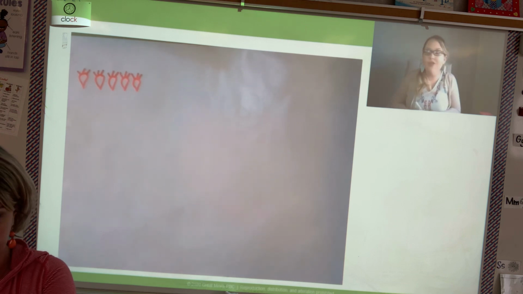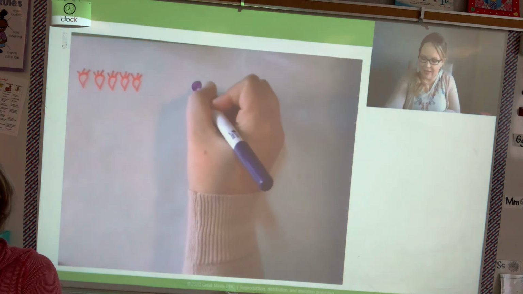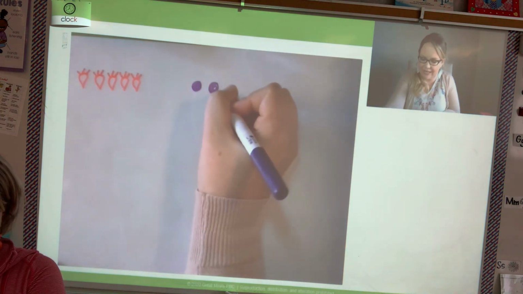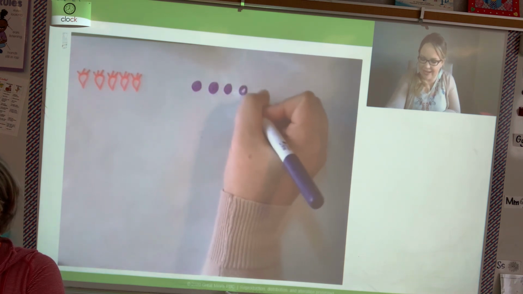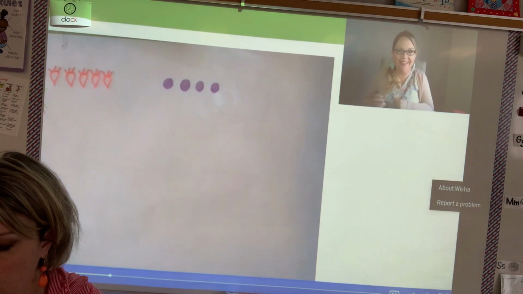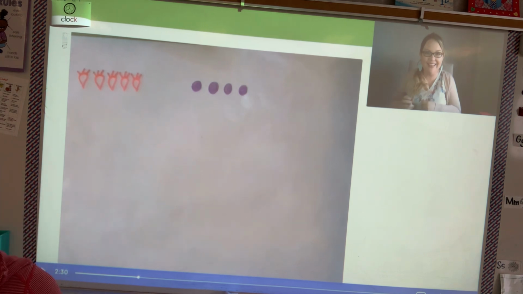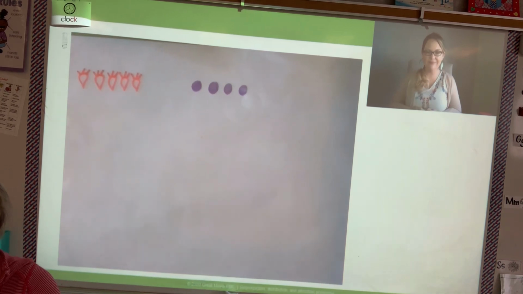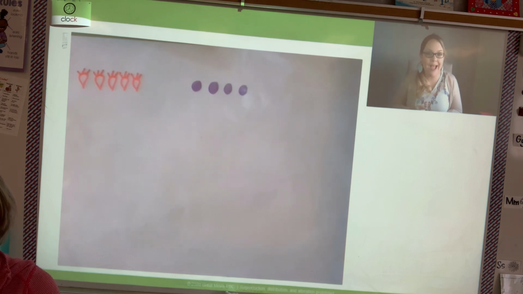Now I'm going to draw the 4 blueberries. 1, 2, 3, 4. Make sure you've drawn blueberries as well. She didn't do it the 5 group way, but that's okay. We can still do it that way. Now let's count our strawberries and write that number underneath it.